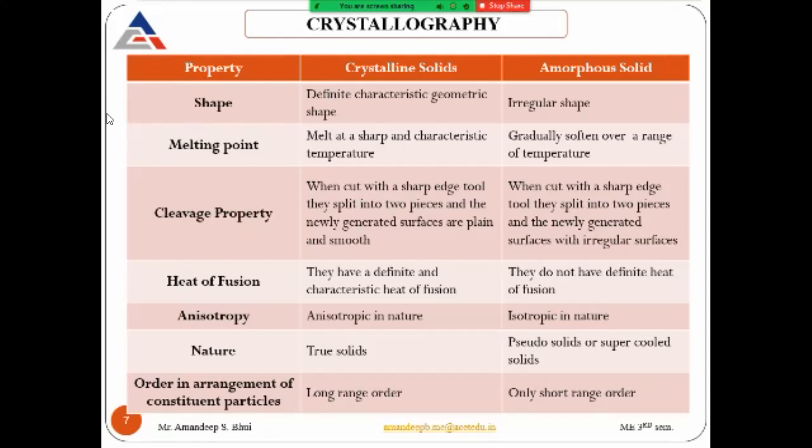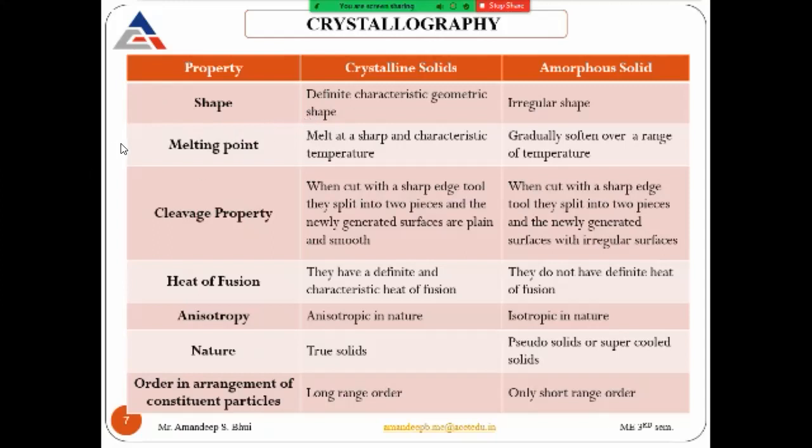Then if we look at the cleavage property, when a crystalline solid is cut with a sharp edge tool, it splits into two pieces, and the newly generated surfaces are plain and smooth. Okay, so this is the property of a crystalline solid. But on the other hand, if we cut an amorphous solid with a sharp edge, it splits into two pieces, and the newly generated surfaces are of irregular shape. So in the crystalline solid the surface is plain and smooth, and in the amorphous solid, the surfaces are irregular.